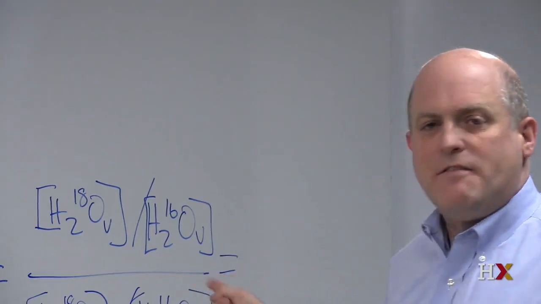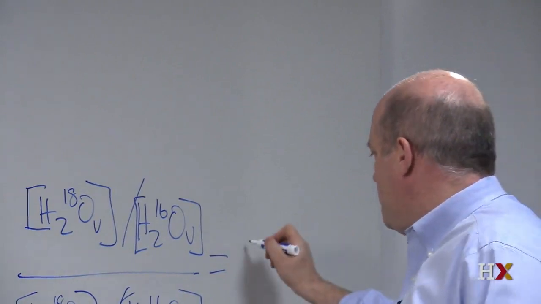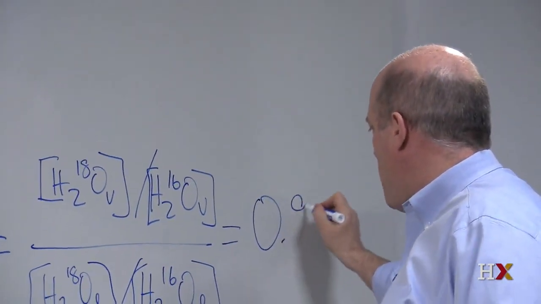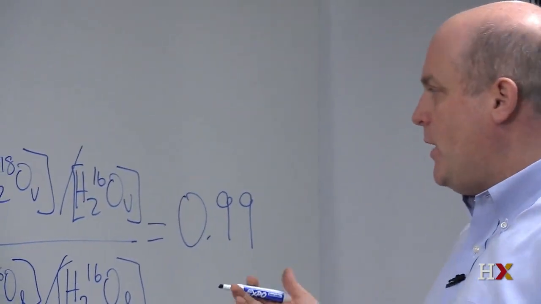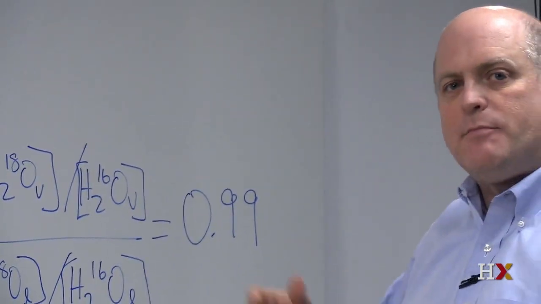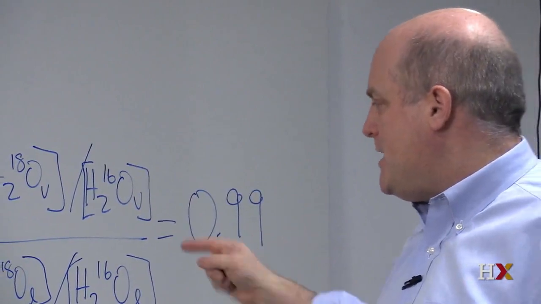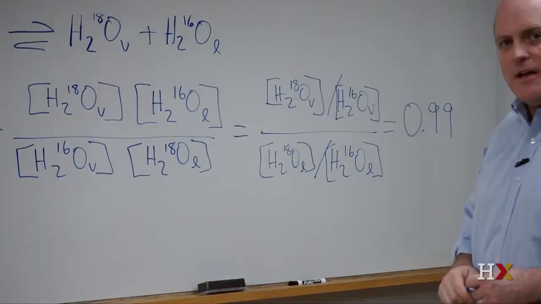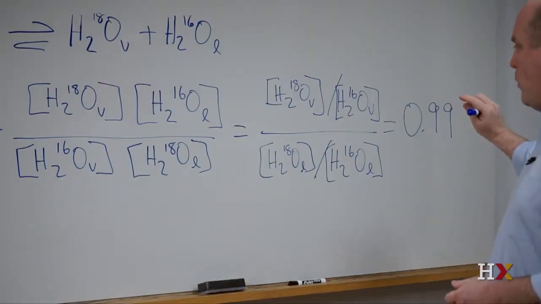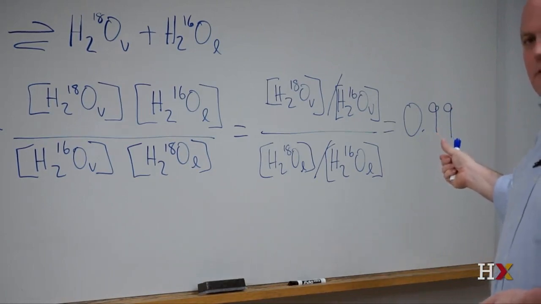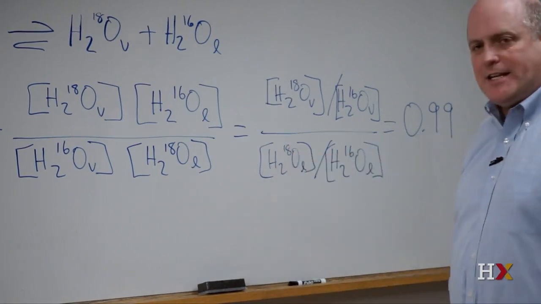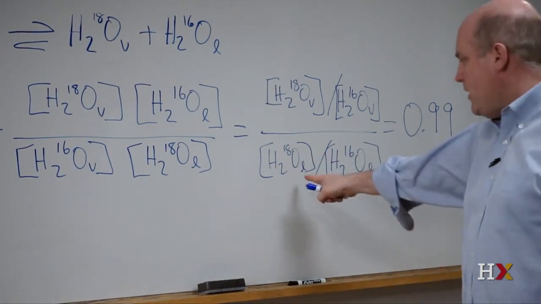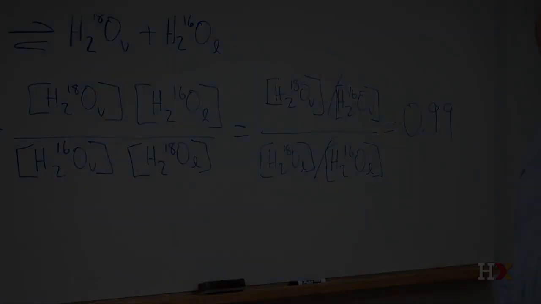If you were to measure that value in the laboratory, that would be approximately 0.99. What that actually means is that at equilibrium, there's a slight preference for oxygen 18 in the liquid phase relative to the vapor phase, or about a 1% difference. So at equilibrium, 1% more oxygen 18 exists in the liquid than it does in the vapor.